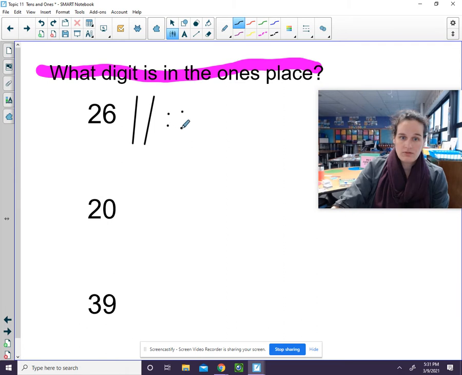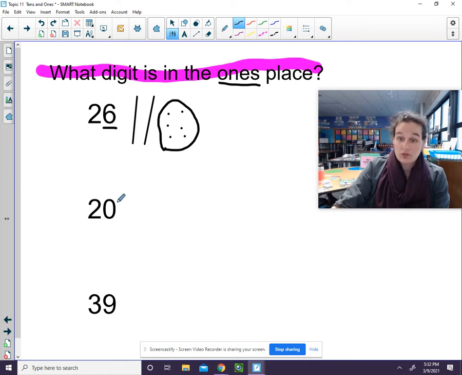One, two, three, four, five, six. Okay, so these are the tens, these are the ones. So what number is in the ones place? Again, these are the tens, these are the ones. Well, if I'm asking for the ones place, the numbers that are in the ones place are these. It's the six. We call this digit, when it's in this spot, the ones place.